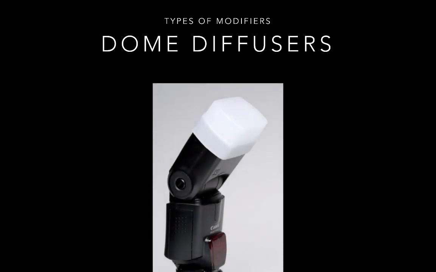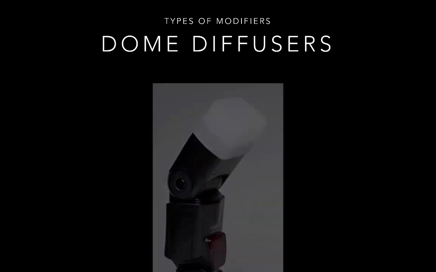Dome diffusers. This was the first dome diffuser that came out. These have been popular. You'll still see photographers today using them. It basically just takes the light and you push it straight up, and it pushes some out from the front, some from the side, some from the back, some from the top. And this basically bounces light all around the room and kind of creates a nice ambient look.